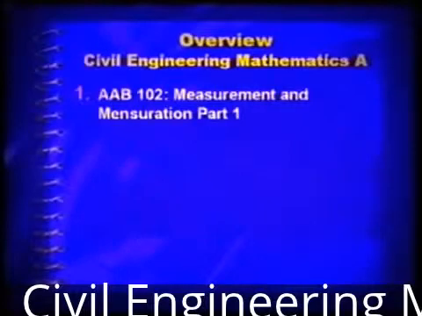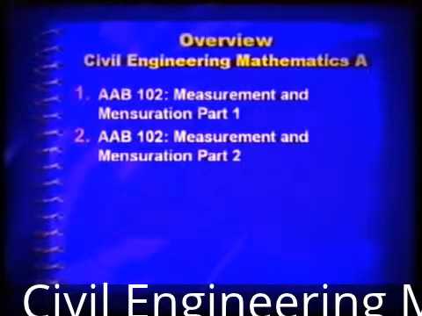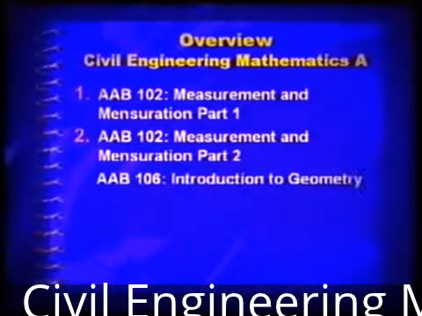What is in this particular subject? Well, let's turn again to the screen. I've got that divided into 8 lessons, 8 programs. The first one will deal with measurement and mensuration. The second program deals again with measurement and mensuration. Mensuration, by the way, is the use of formulae in measurement.